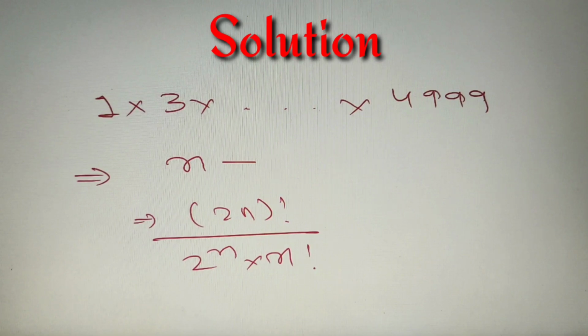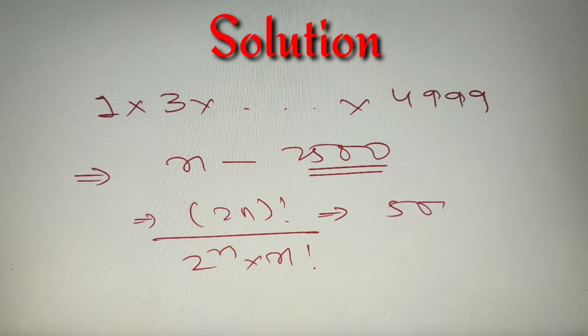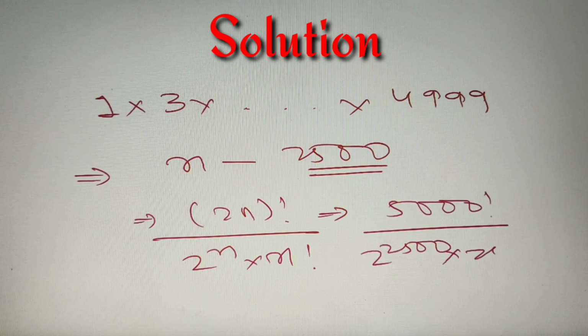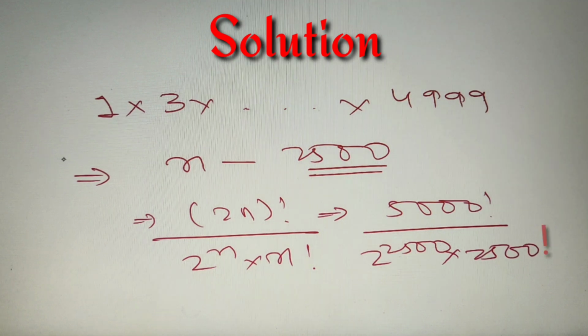Now for this case, n is equal to 2500, because between 1 to 5000 there are 2500 odd numbers and 2500 even numbers. So our final answer will be equal to 5000 factorial whole divided by 2 raised to power 2500 into 2500 factorial.